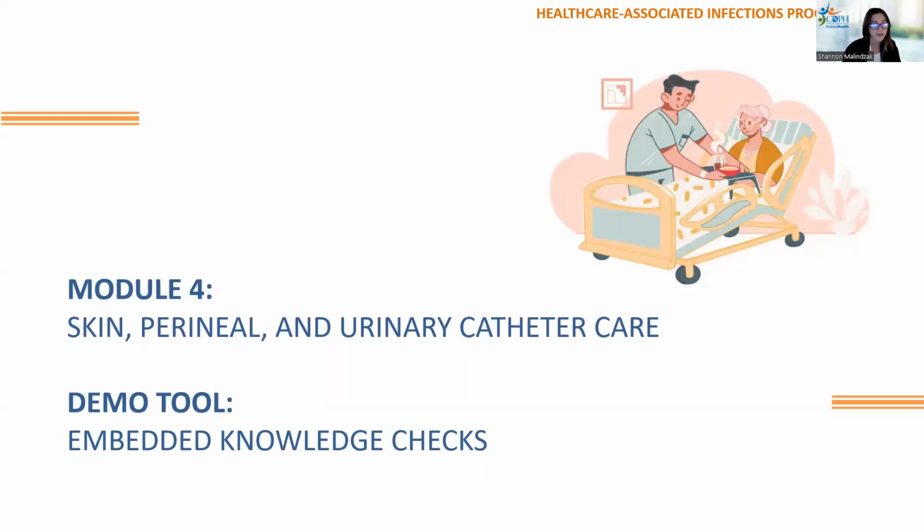Module 4 reviews methods to reduce the spread of infection during skin, perineal, and urinary catheter care. Additionally, this module discusses the role of a healthy skin barrier for preventing pathogen transmission and proper protocols to implement during skin, perineal, and urinary catheter care.